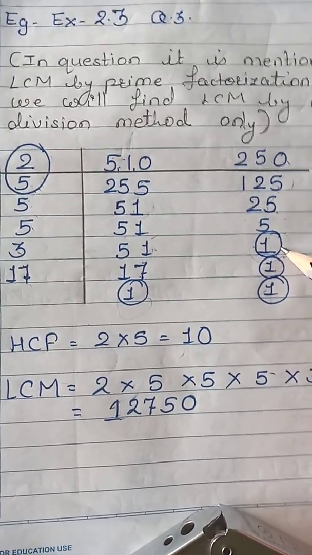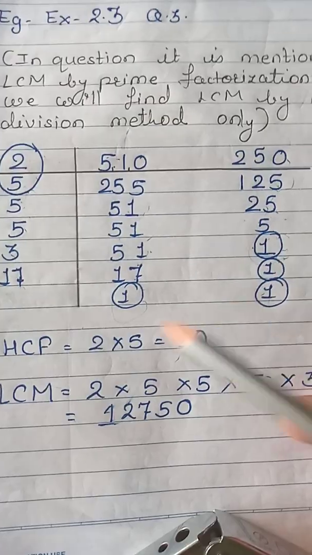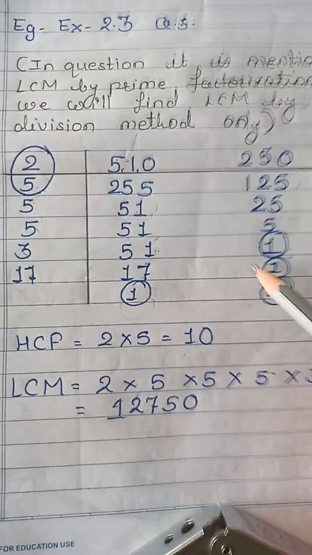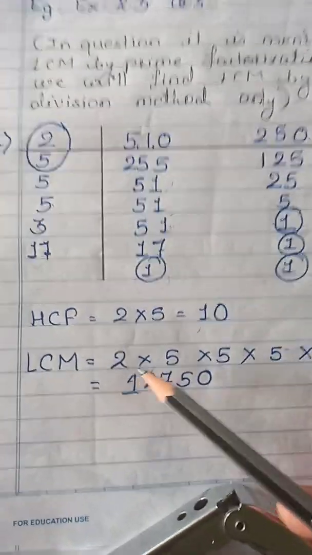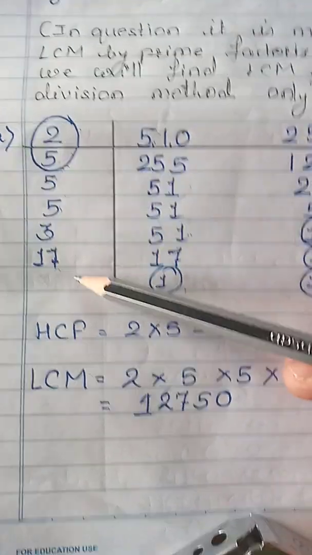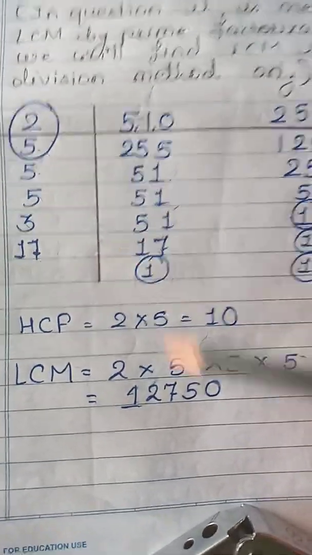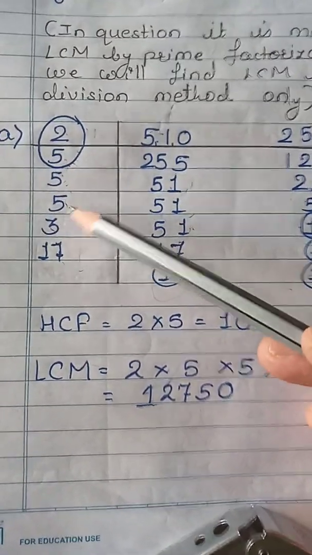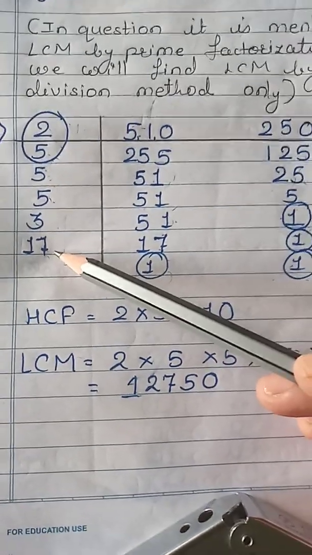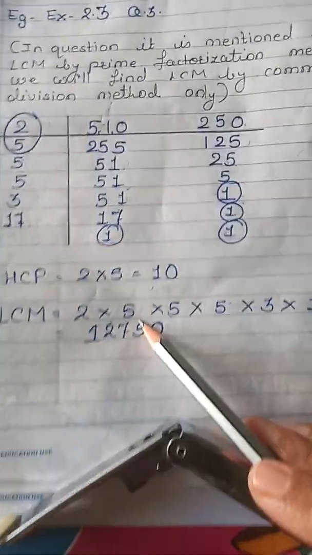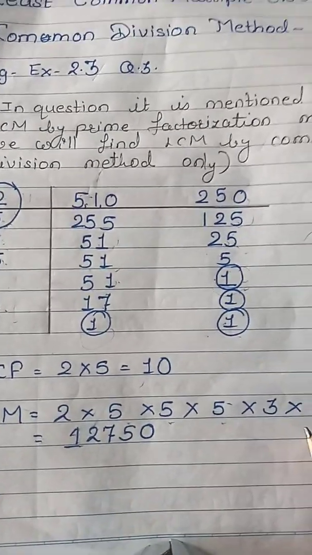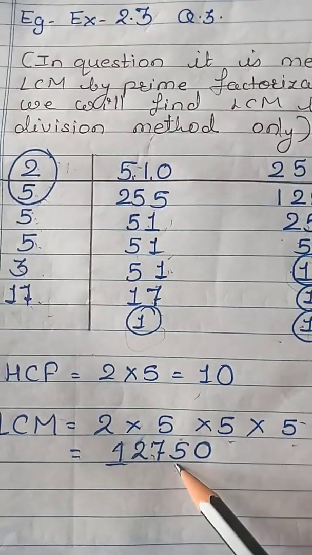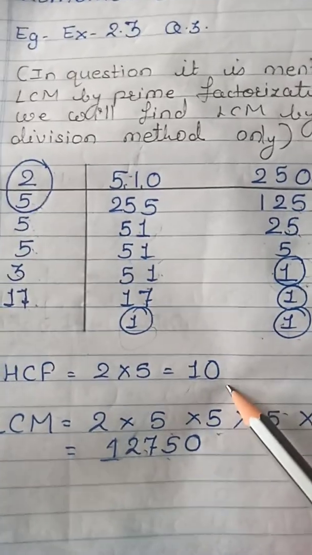The moment I got these 1s at both the places, my division is over. Now to find the LCM, I have to consider all the prime numbers that we have divided with. Means 2 into 5 into 5 into 5 into 3 into 17. And my LCM is 12,750, whereas the HCF is 10.